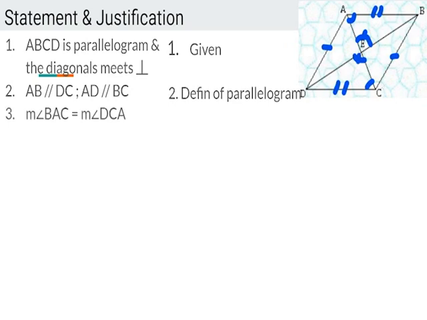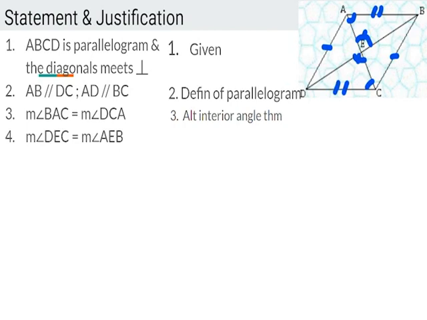Step 3, measure of angle BAC equals measure of angle DCA. Why is that? I'll give you a couple seconds to think about it. It is based on the alternate interior angles theorem, in which, because these two lines are parallel, these two angles are congruent to each other.